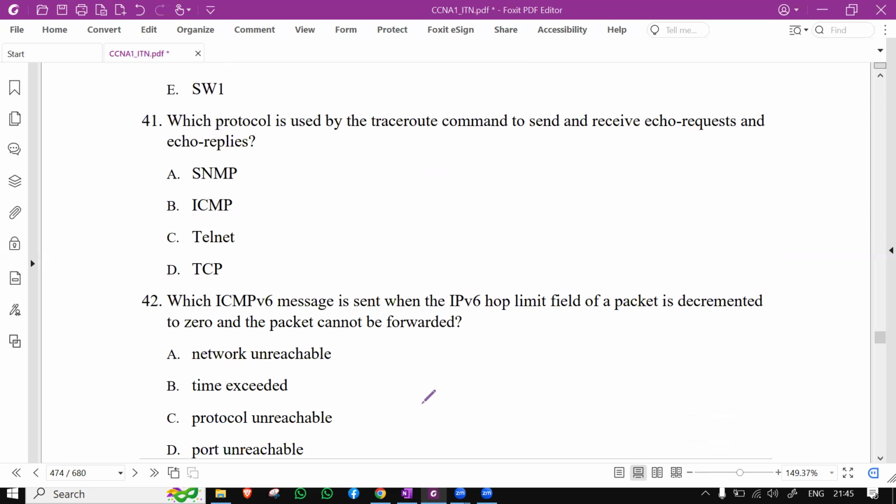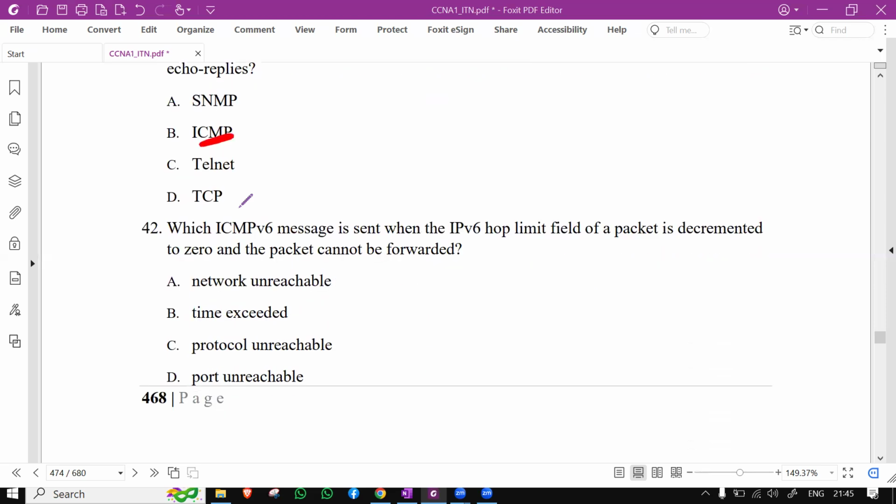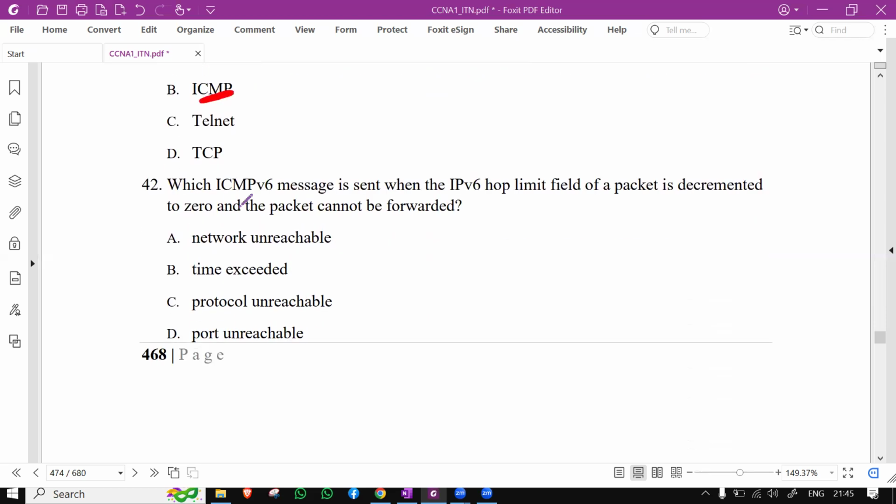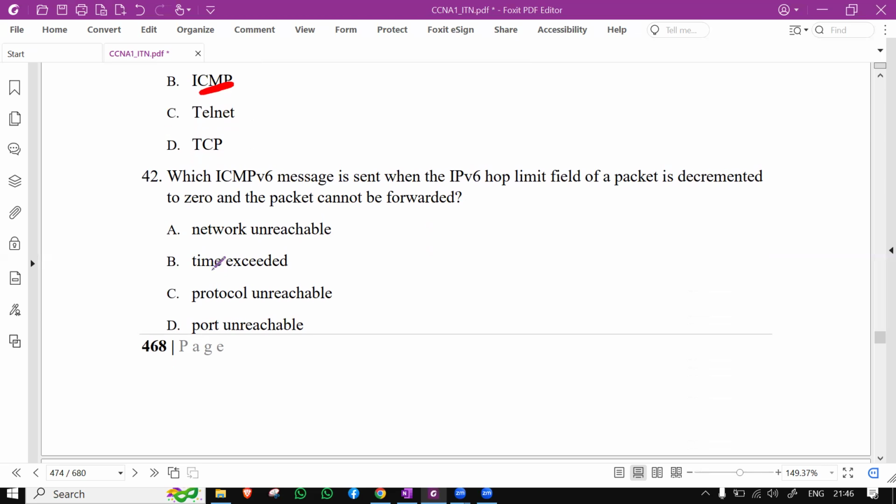41, which protocol is used by traceroute? I think we've responded to this one already. Which IPv6 ICMP message is sent when the IPv6 hop limit field of a packet is decremented to 0, so the packet cannot be forwarded? Time exceeded. Then the question, what is the equivalent of the hop limit field in IPv4? TTL, voila.